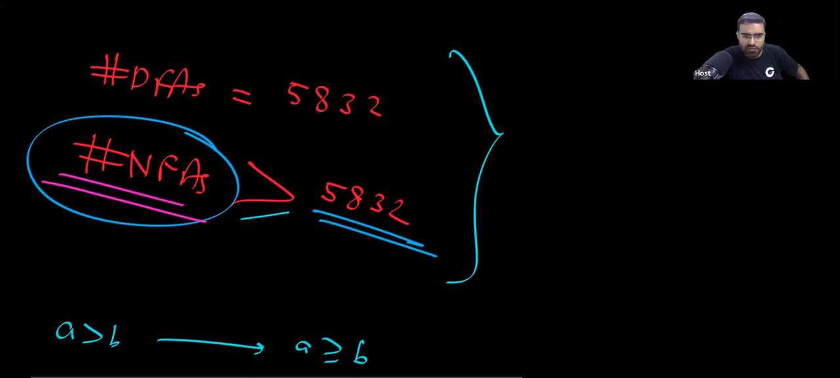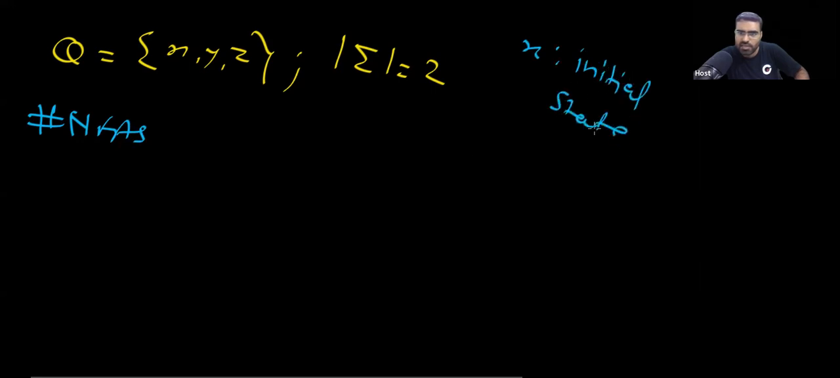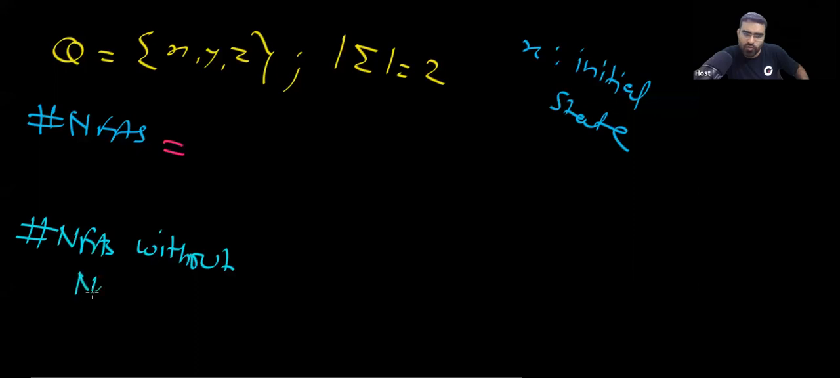Tell me how many NFAs will be there. For example, your Q is X, Y, Z, and your sigma size is 2. X is the initial state. So how many NFAs will you get? Tell me how many NFAs, and how many NFAs without null move?